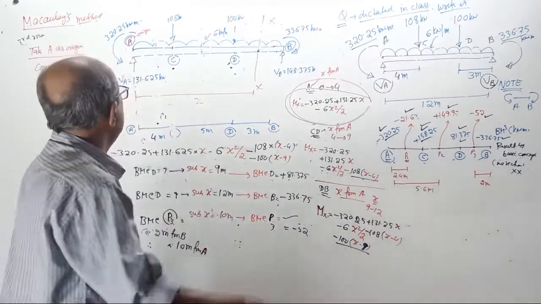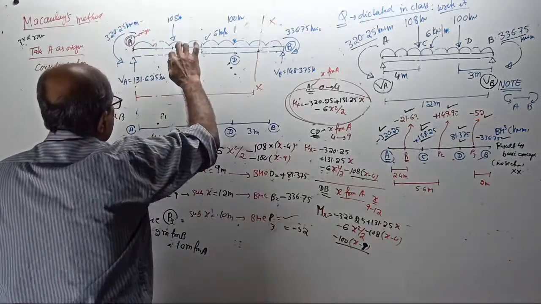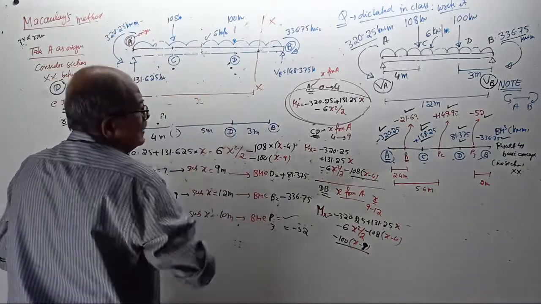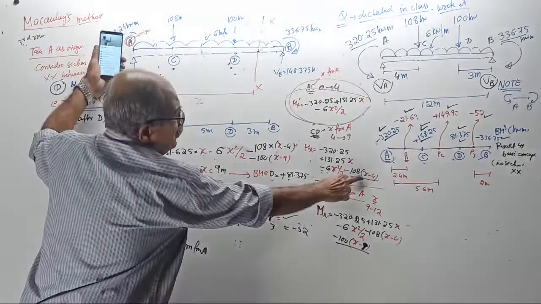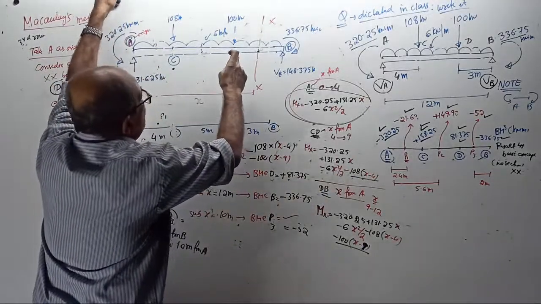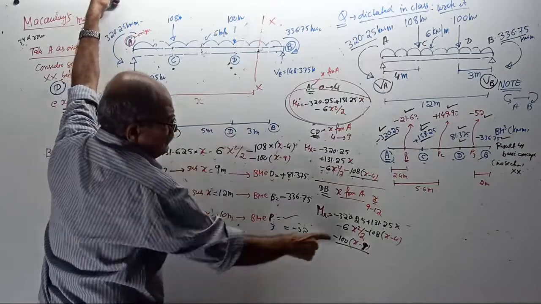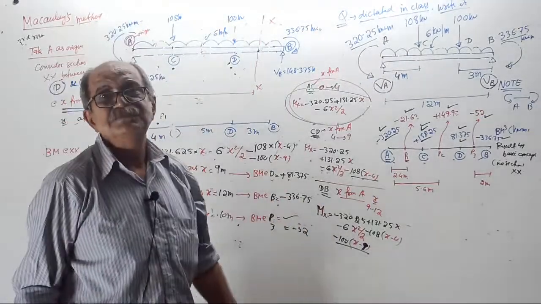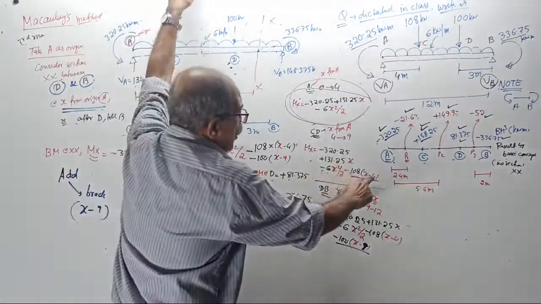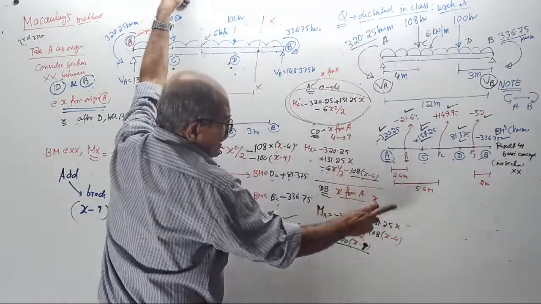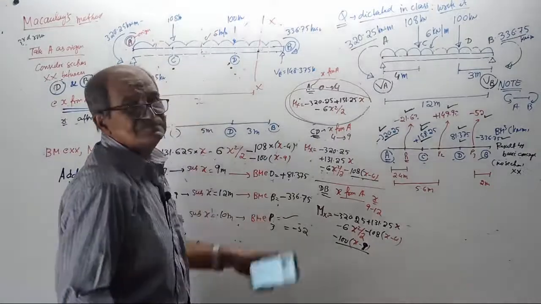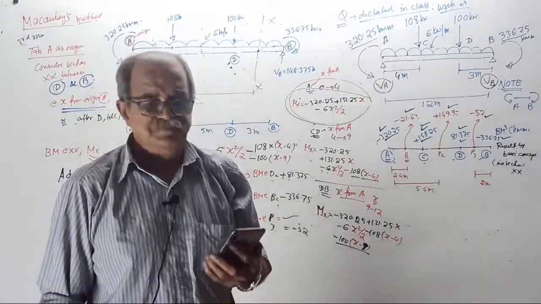Correct method is, see, if I want to put X anything after 4, then before 4, X minus 4 will not come. If I want anything before D, X minus 9 will not come. Why? This is up to 4. See, this is up to 4, this is above 4 up to 9, above 9 up to 12. That is the beauty of Macaulay's method.